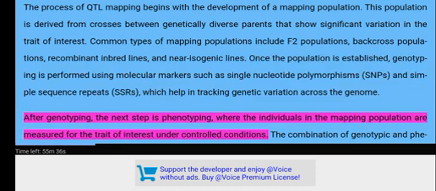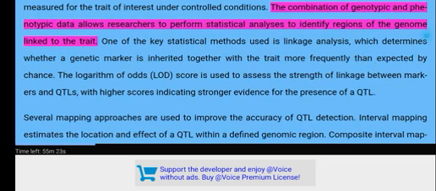After genotyping, the next step is phenotyping, where the individuals in the mapping population are measured for the trait of interest under controlled conditions. The combination of genotypic and phenotypic data allows researchers to perform statistical analyses to identify regions of the genome linked to the trait.